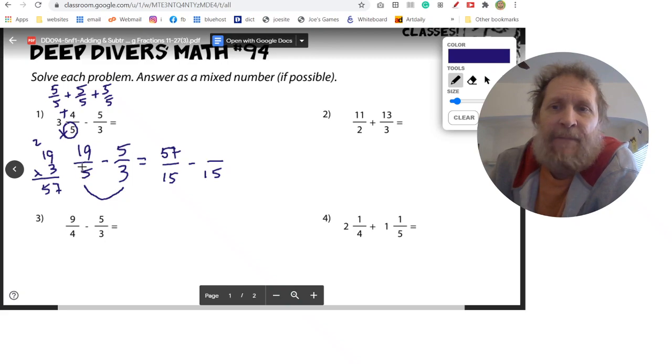I just multiplied the top and the bottom times 3. Here, I multiplied the 3 times 5 to make 15, so I need to multiply the 5 times 5. I think you guys all know that 5 times 5 is 25. So I got 57 fifteenths minus 25 fifteenths. Well, that's just 57 minus 25.